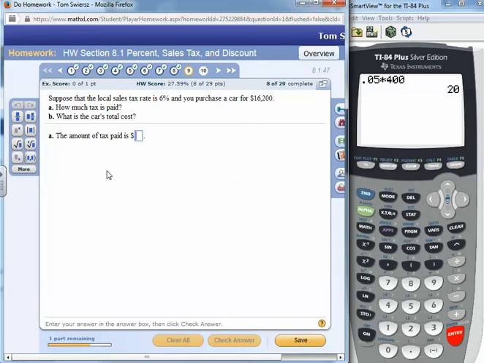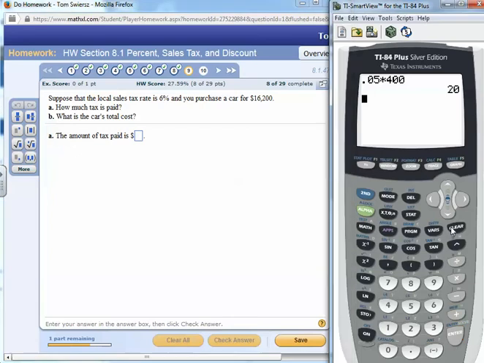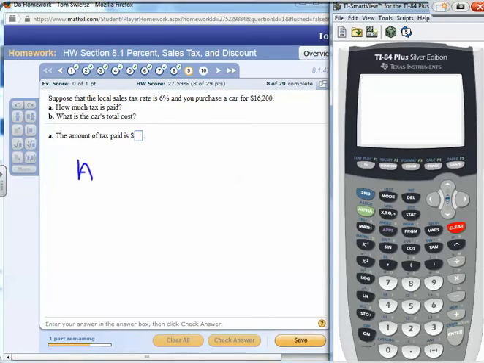Homework number 9, exercise number 9. Suppose that the local sales tax rate is 6%, and you purchase a car for $16,200. How much tax is paid? Again, you're taking the percentage as a decimal, 6% as a decimal, we move it over 2 places, would be 0.06, and then times the total amount, which is 16,200.